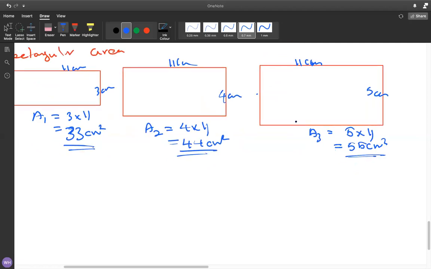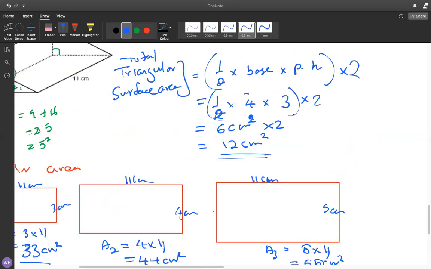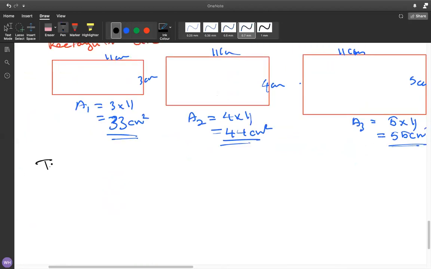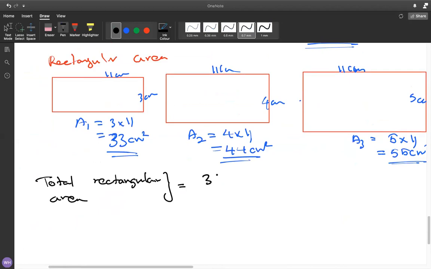How can you find the total area then? Yes. You can write total rectangular area. How much is that? You can take the sum of these 33, 44 and 55. Right. How much? 3 plus 4, 7, 7 plus 5, 12, 1 remains. 5 again 12, 12 plus that, 132 in square centimeters.